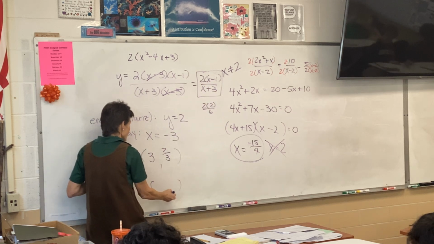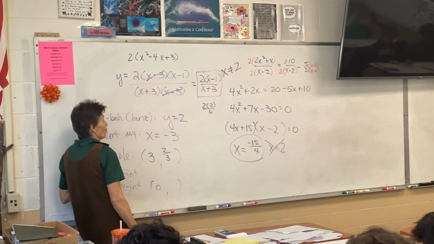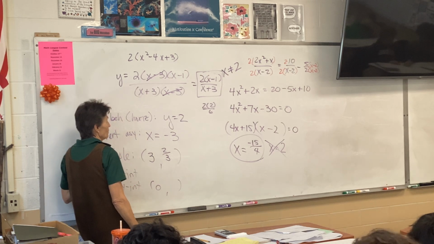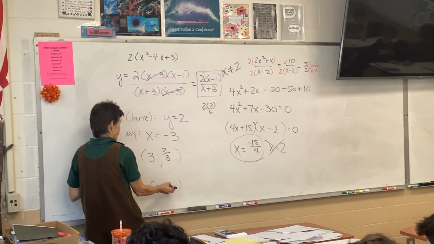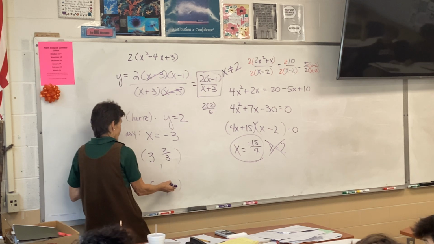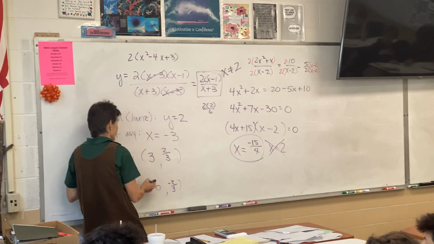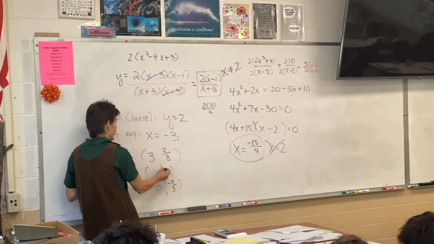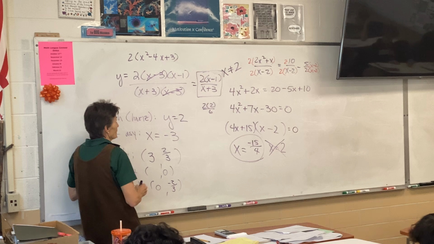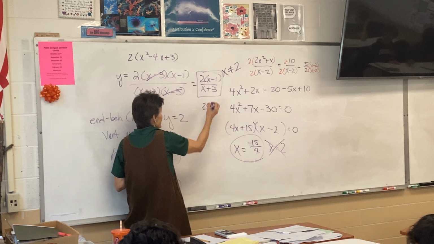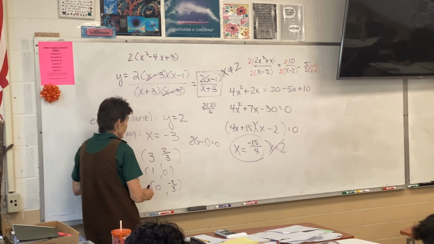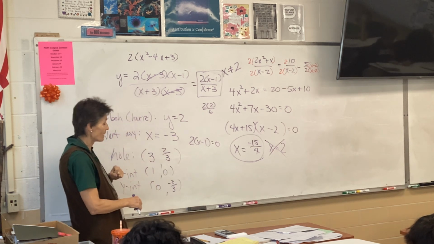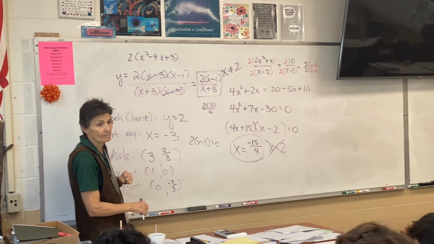What's my y-intercept? I don't know, put in 0. What do you get when you put in 0? Negative 2 over 3, very good. And then 1. If you set that equal to 0, you get 1. So this one does have an x-intercept and it's at 1.